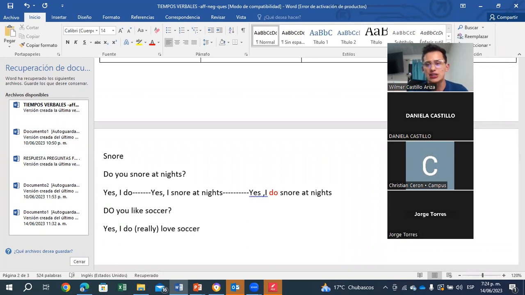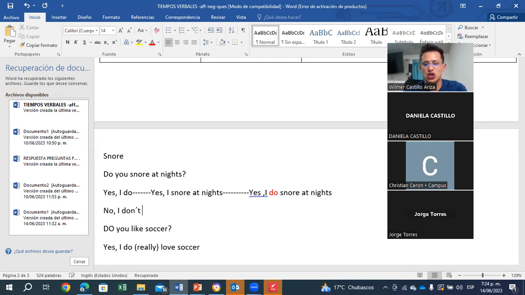Do you love cookies? I love cookies. I do love cookies. I do love hamburgers. Es como para hacer una confirmación, como ese "really", pero no es que se utilice todo el tiempo, es como para que lo tengan ustedes en cuenta, esa pequeña cosa ahí. So now let's move on to the negatives.